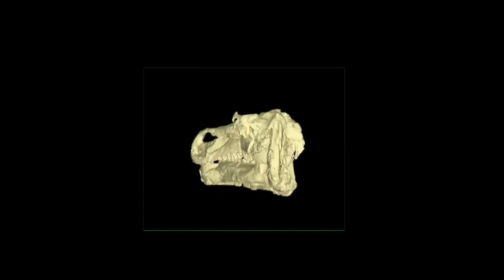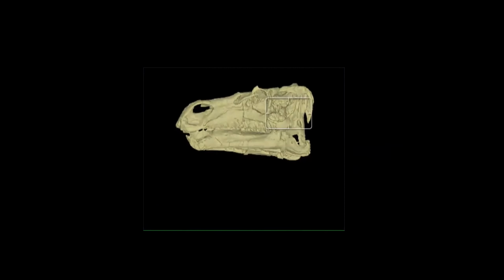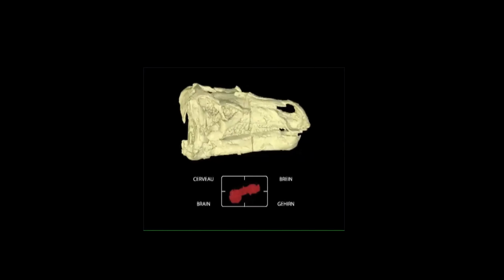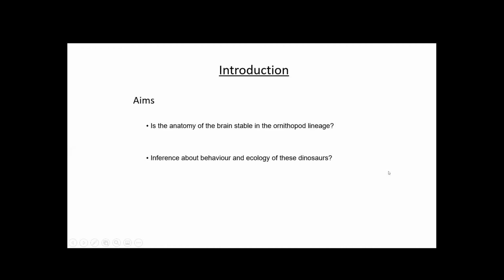This is a small example of the skull of an Iguanodon. One of the Iguanodon I was able to scan and then reconstruct the endocranial cavity. So the objective of my work was to see if the anatomy of the brain was stable in the ornithopod lineage, and if we could possibly make some inference about the ecology and the behavior of this group of dinosaurs.